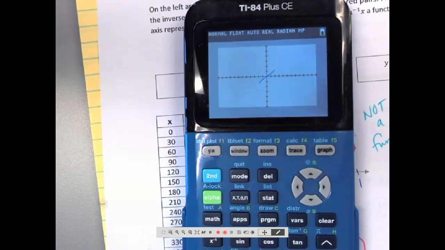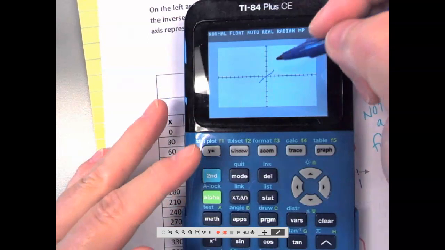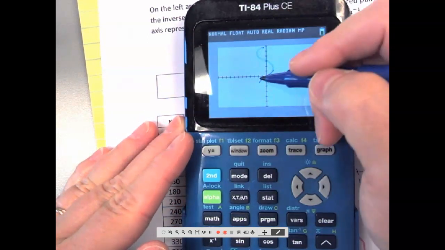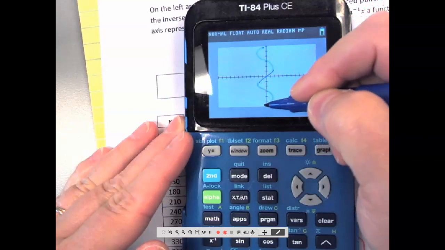What the heck? Is that what y'all got? Is the calculator wrong? It is not. Let me show you what's going on. This is part of what we just graphed. Like that.